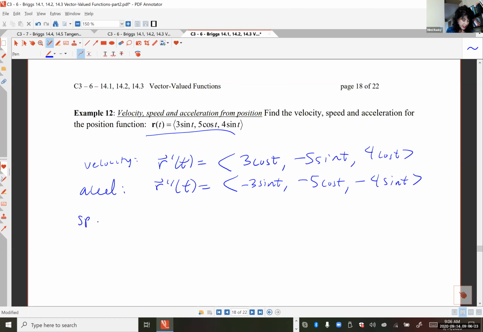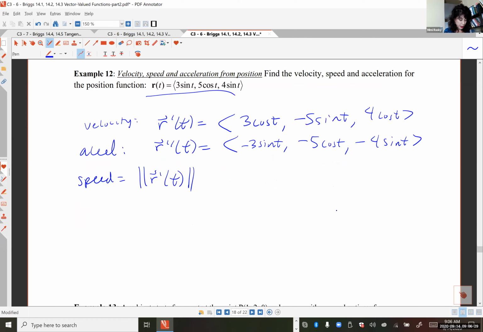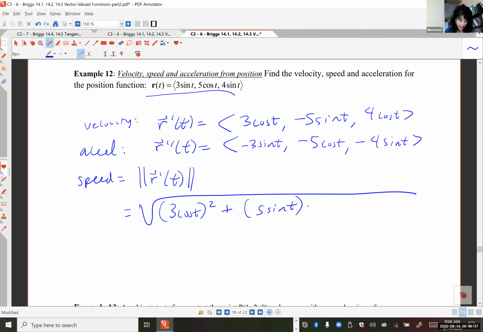And then speed, remember, is the magnitude of velocity. So you have to be careful here. You're going to be doing a magnitude of a vector, so you're going to have the square root of the sum of the squares. I know there's a negative 5 sine there, but I'm going to purposely ignore the negative because I know that whenever I square a negative, well, you know.